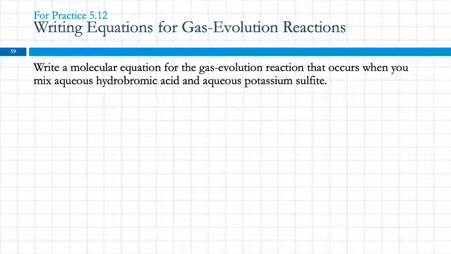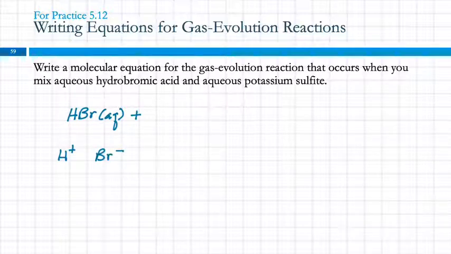Here's an example. Write a molecular equation for the gas evolution reaction, and they're telling us gas evolution, so we should be on the alert. That occurs when you mix aqueous hydrobromic acid and aqueous potassium sulfite. Look at a little nomenclature practice here. So hydrobromic acid, that prefix hydro tells me there's no oxygen in this acid. It's hydrogen and bromine. So that's HBr and aqueous. It's hydrogen ion and bromide ion is what it forms when it ionizes in solution.